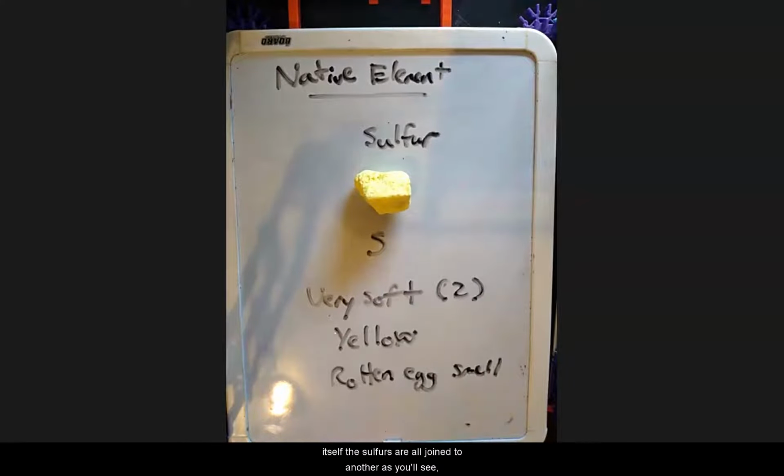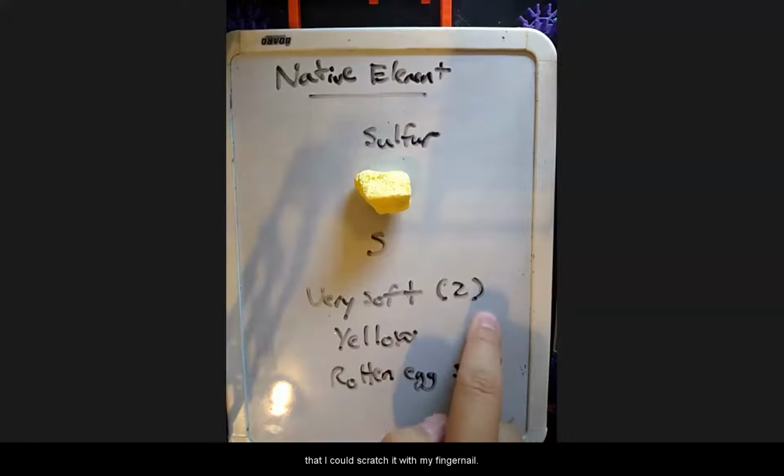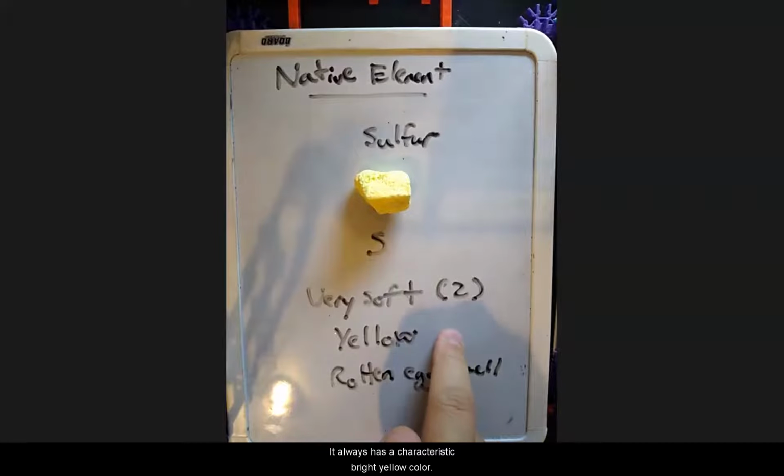Even though in the structure itself, the sulfurs are all joined to one another, as you see, we just write it as S because that's all it is, just sulfur. It's a very soft mineral, so soft that I could scratch it with my fingernail, but I don't want to get sulfur on it right now. It always has a characteristic bright yellow color and a characteristic rotten egg smell. So that's the best way to identify sulfur.